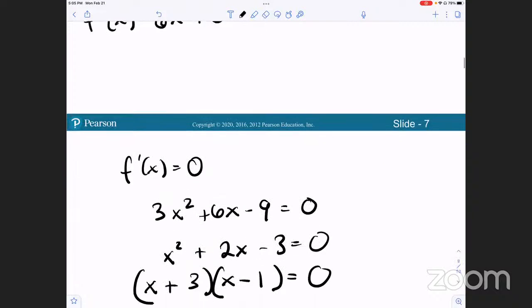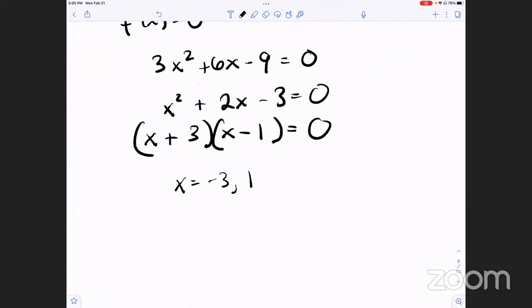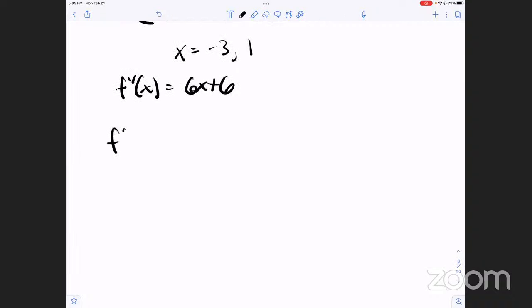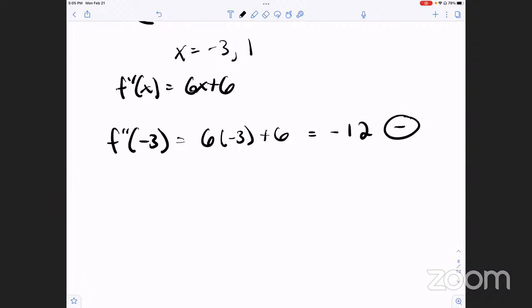So the second derivative, f double prime, is 6x plus 6. Let's evaluate f double prime of negative 3. That's going to be 6 times negative 3 plus 6, 18, negative 18, so negative 12. Notice that this is negative. With the second derivative being negative at this x value, that implies the graph is concave down. So that should be a relative max at x equals negative 3.